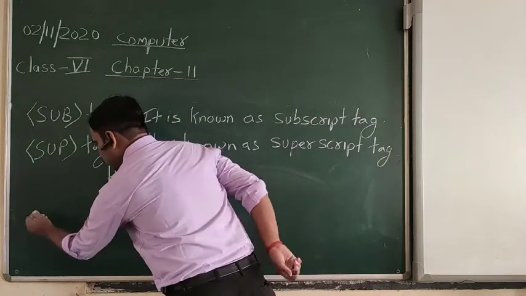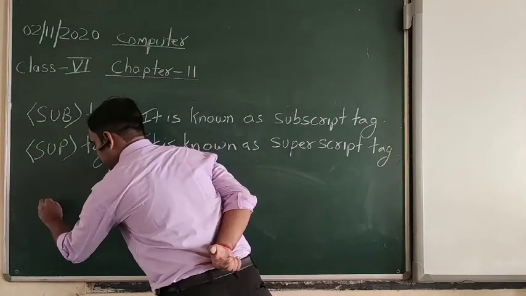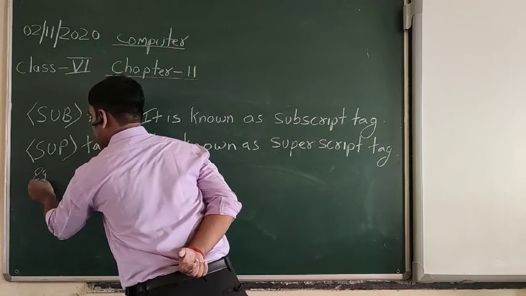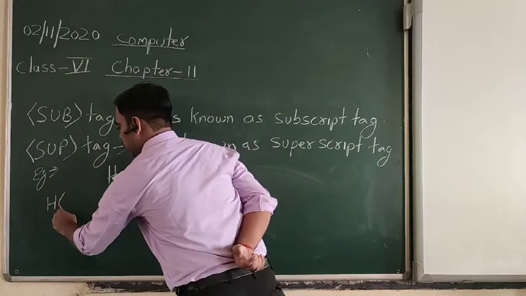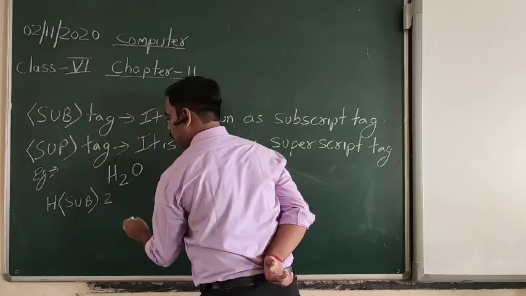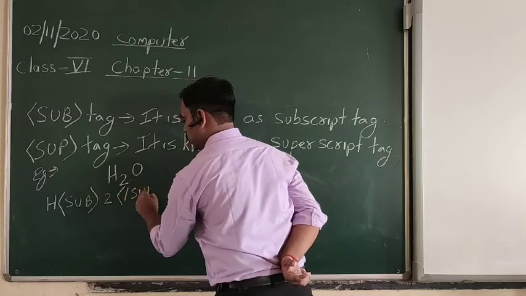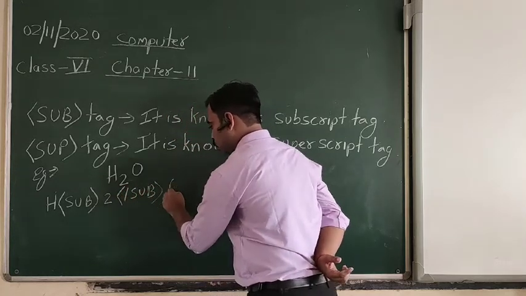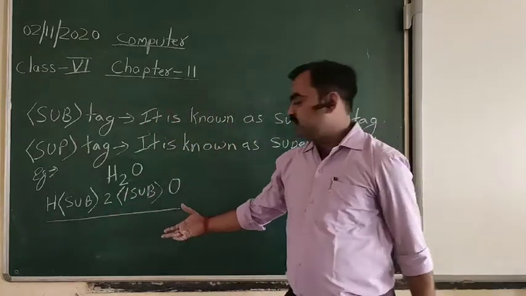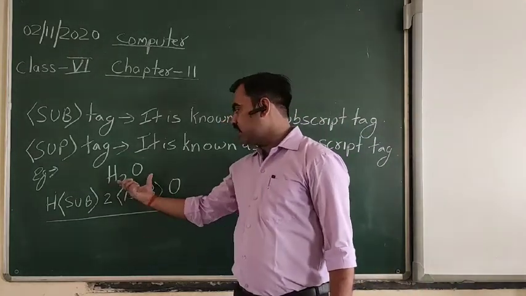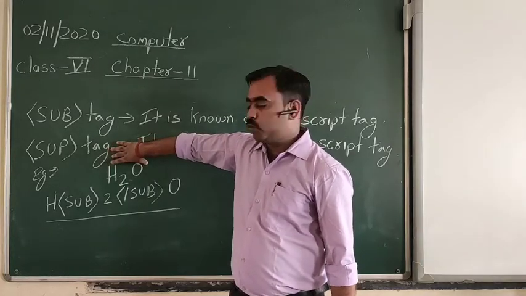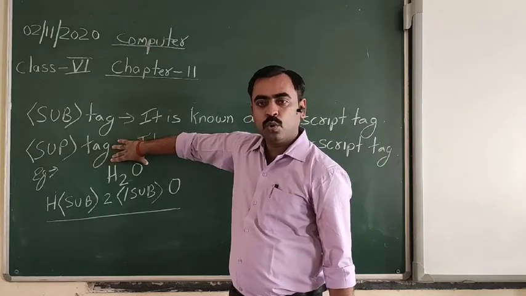Okay, so how to write this? First of all, we will write H. Then you will use the sub tag, write 2, close the sub tag, and then you write O. Okay, and the result of this is that it will display the chemical formula for water, that is H2O.